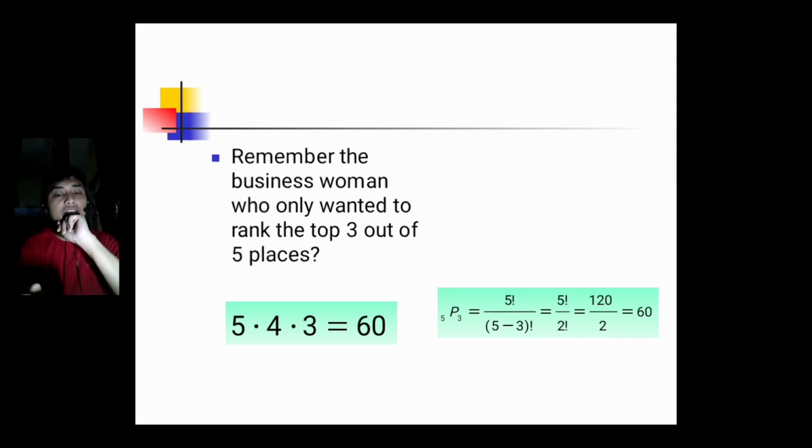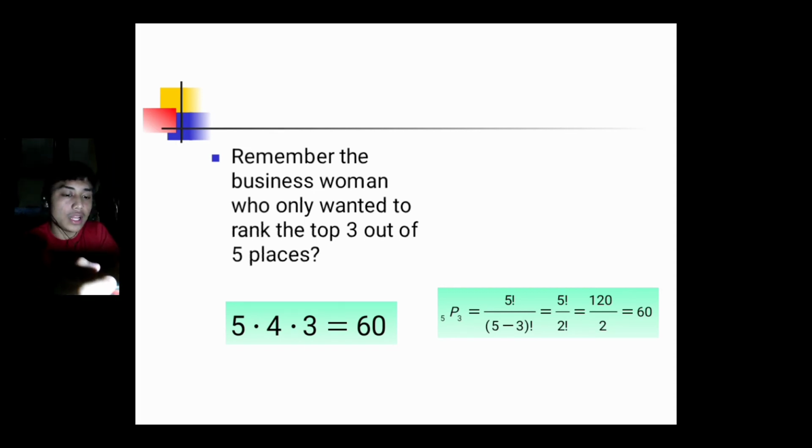So remember the businesswoman who only wanted to rank 3 out of 5 places. So we have 5 times 4 times 3 is equal to 60. Kumbaga, ito lang ginawa lang nating technique, ano? So now we have 5P3, the permutation of 5 and 3.